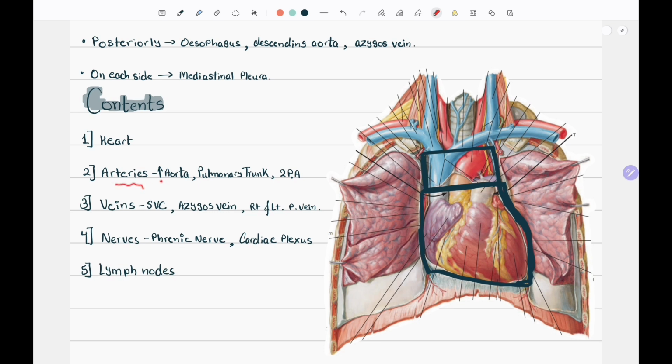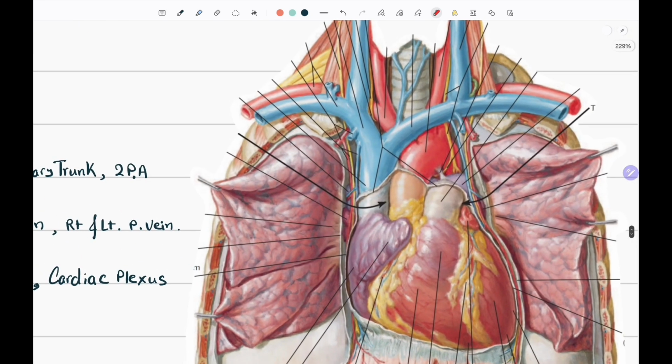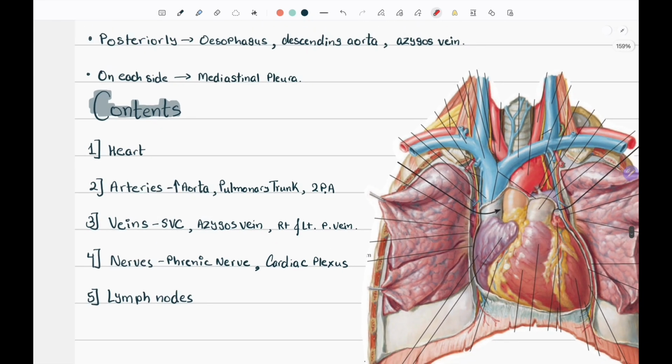Arteries, we have the ascending aorta, pulmonary trunk, and two pulmonary arteries. Showing it for you, this is my ascending aorta, which comes in the middle mediastinum. This is my pulmonary trunk and two pulmonary arteries. The pulmonary trunk gives two pulmonary arteries, which are not depicted in this diagram.